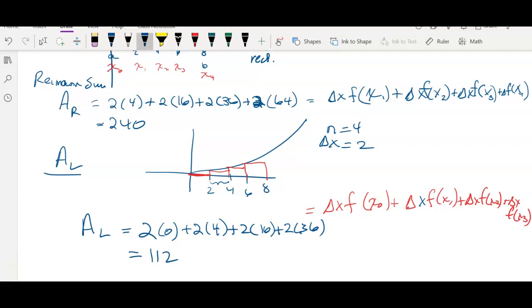So what do we know right now? Our area is somewhere between, actually we don't need the equal to sign because there's no way it's equal to that. Wrong direction. 112 and 240. Well, that's not a very good approximation. So here's the next step.